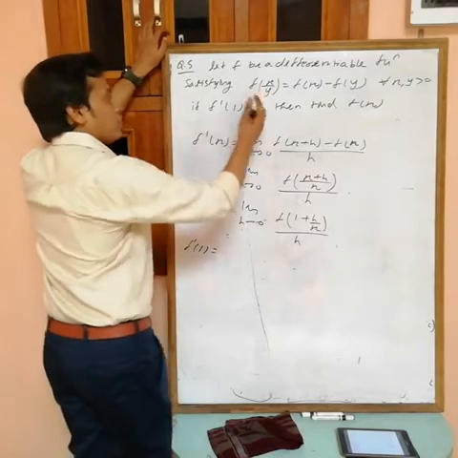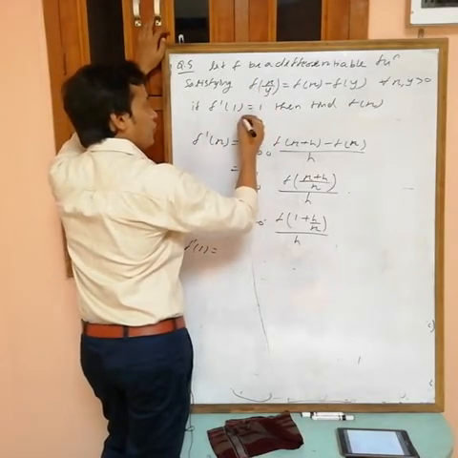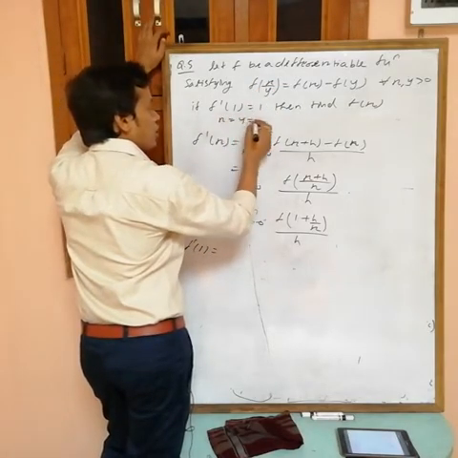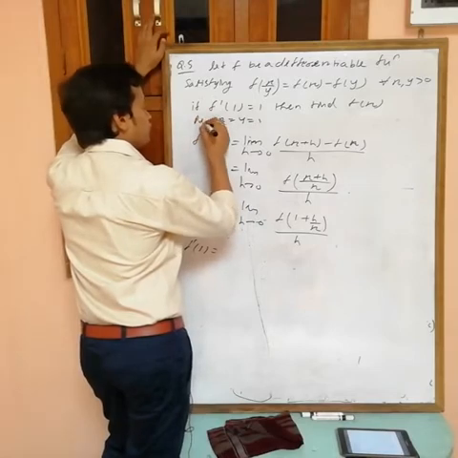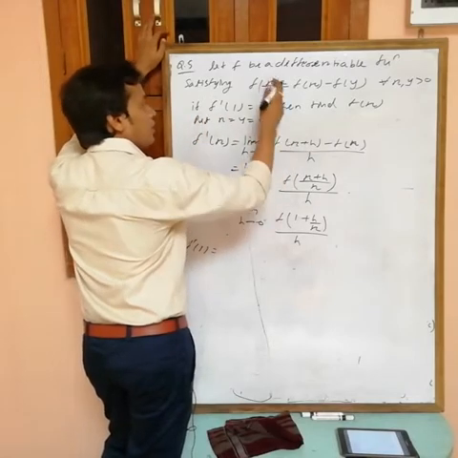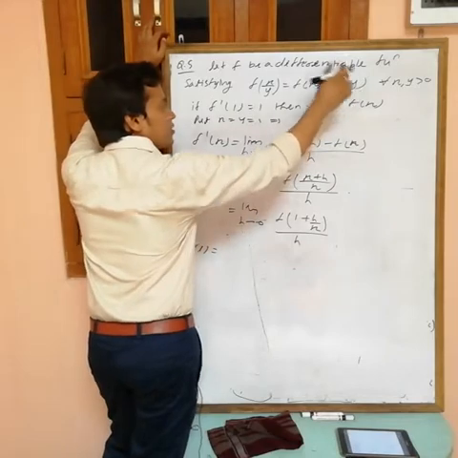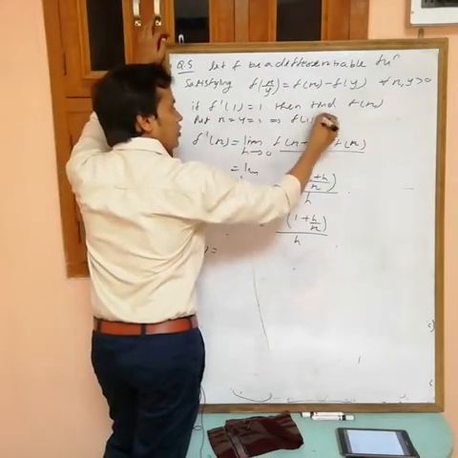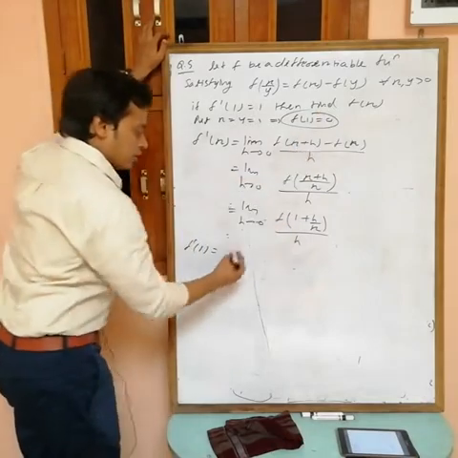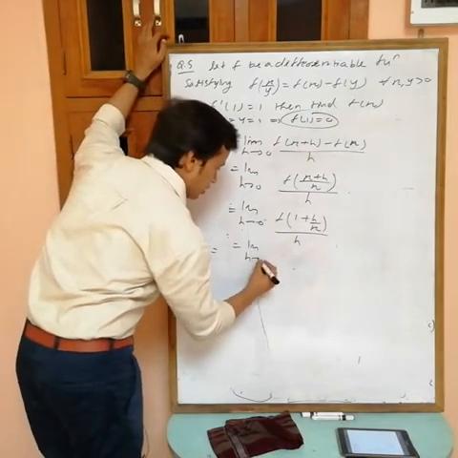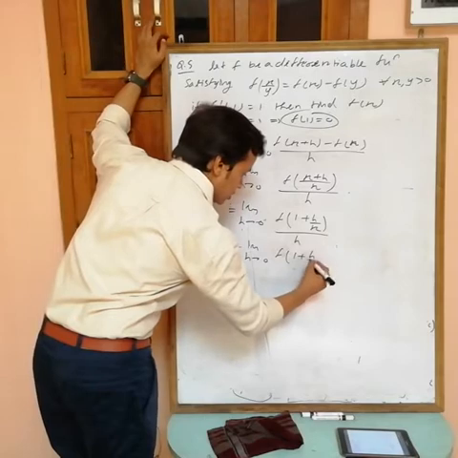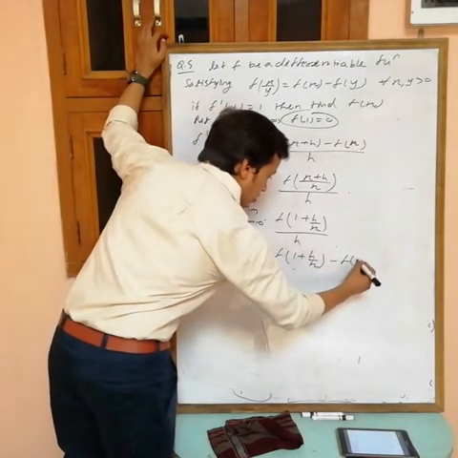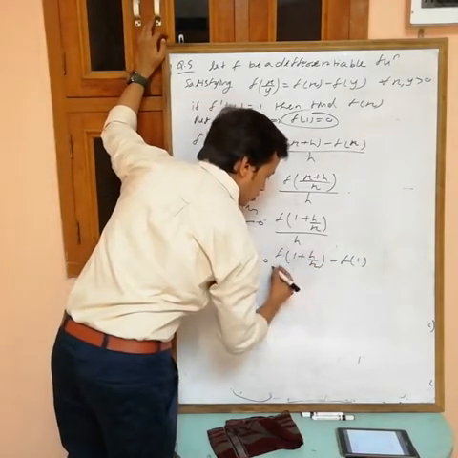Put x = y = 1 in this one. If you put x equals y equals 1, then what will you get? f(1) equals f(1) minus f(1), which is 0, so we are getting f(1) equals 0. So I can write this one as limit h tending to 0 of f(1 + h/x) minus f(1), because f(1) is 0, over h.